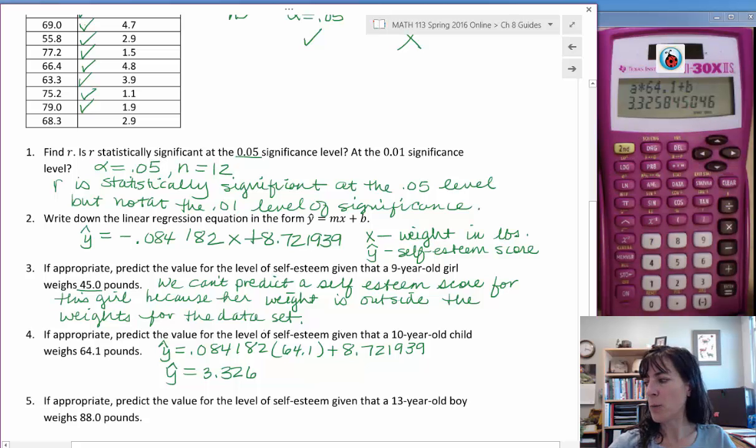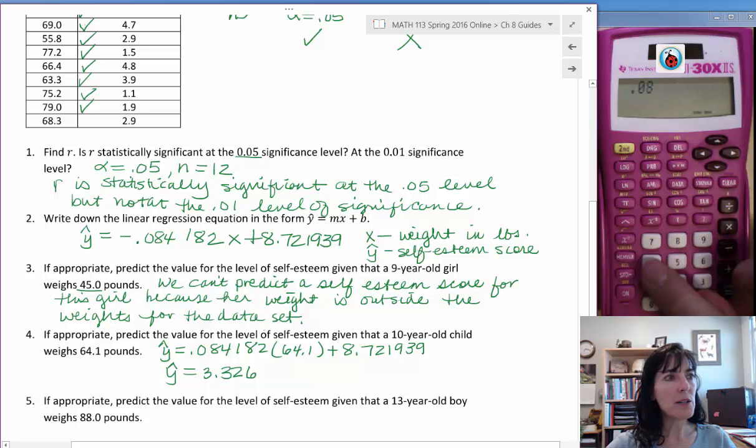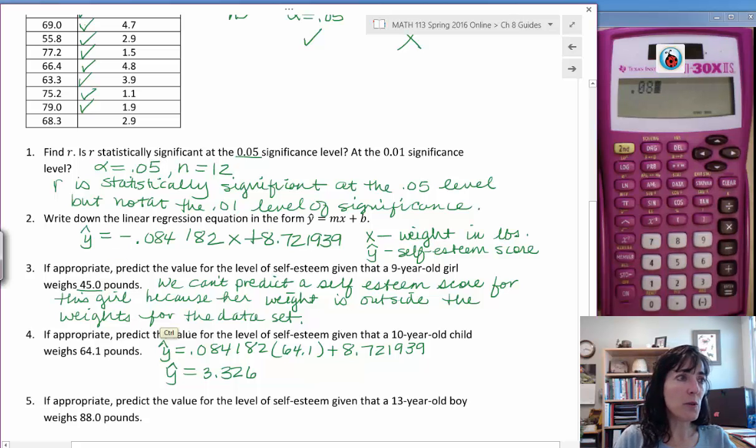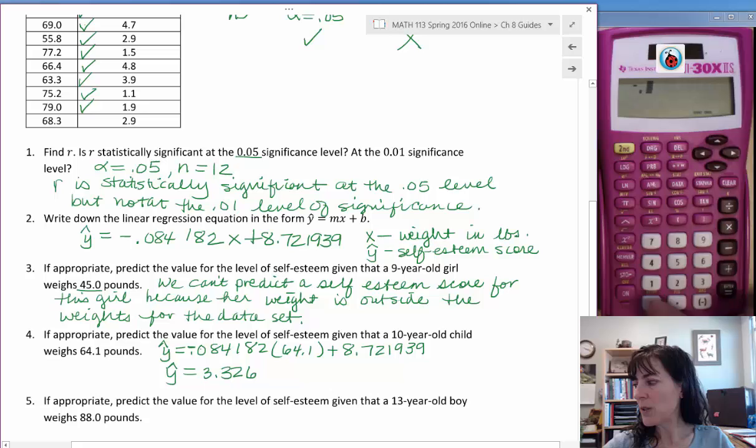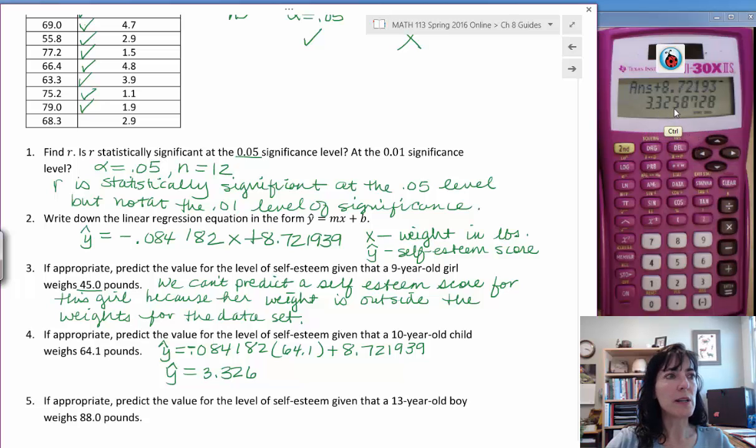Now I want to show you, if you don't want to use these variables like I'm showing you here, you can just put in the data. Oh, of course it helps if you put the negatives down. So that is a negative, so clear. So I have to do this negative button here, negative 0.084182 times the 64.1 equals, and then I need to add, and it is positive, so I'll just say plus 8.721939 equals, and I get 3.32326 if I round, which equals what I got from the calculator exactly.